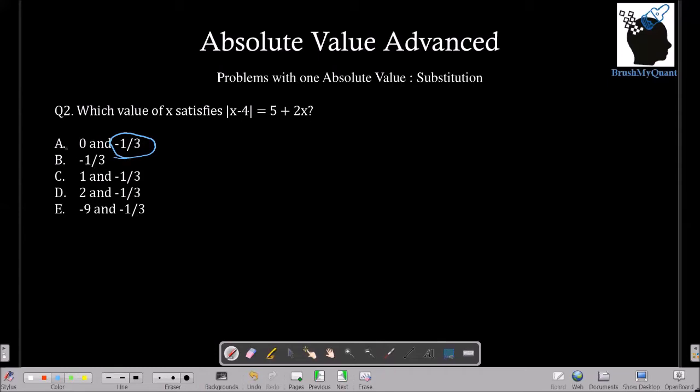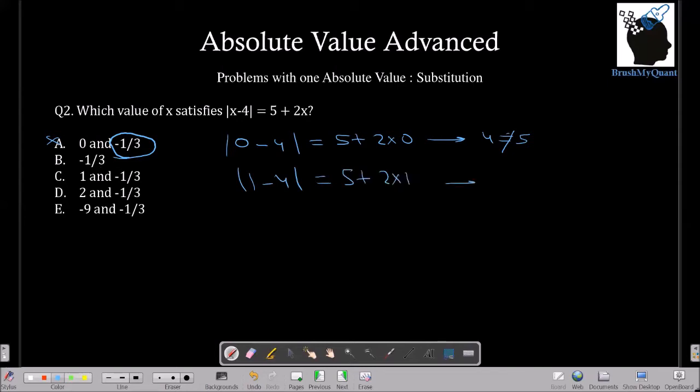So let's start with option number A and we'll put x is equal to 0. So we'll have mod of 0 minus 4 is equal to 5 plus 2 into 0, which is nothing but 4 is equal to 5, which is not true. So A is not correct. We will leave B for now. Let's try option number C. So we'll have mod of 1 minus 4 is equal to 5 plus 2 into 1, which is nothing but 3 is equal to 7. Definitely that is not true.